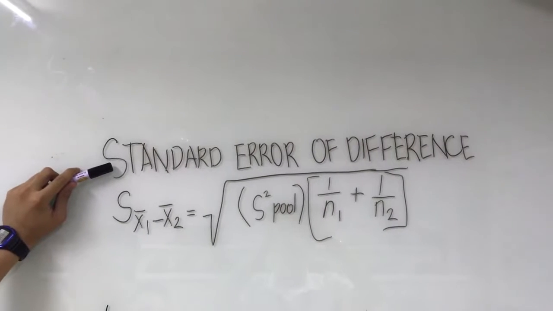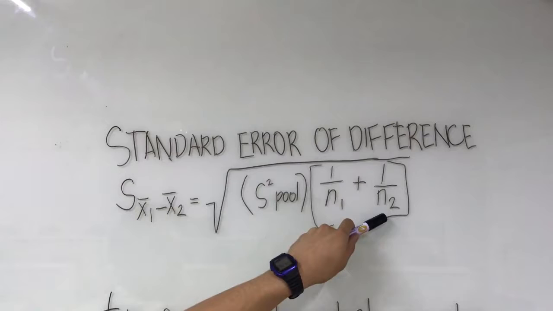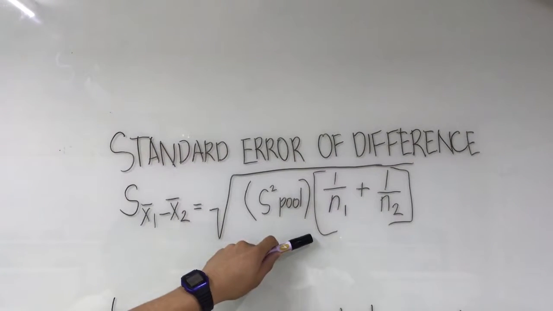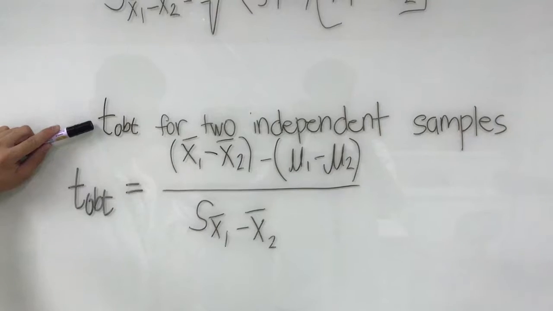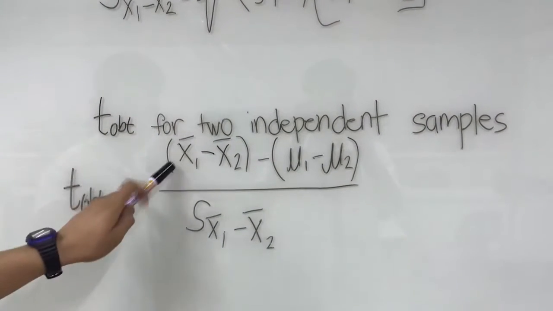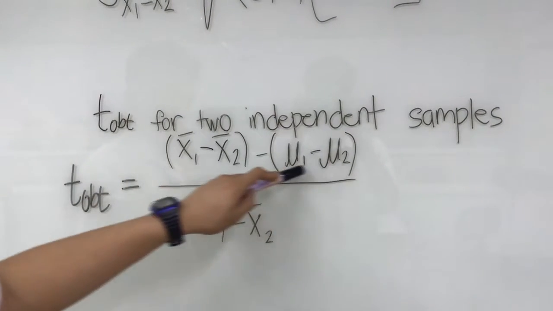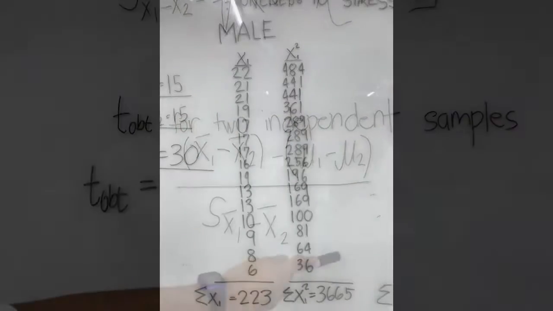Computing the standard error of difference: find the square root of the pooled variance multiplied by the total of 1 divided by the number of respondents in set 1, and 1 divided by the number of respondents in set 2. Now to compute the t obtained for the two independent samples, subtract the population mean difference from the difference of the mean of x sub 1 and the mean of x sub 2, and then divide the answer by the standard error of difference.